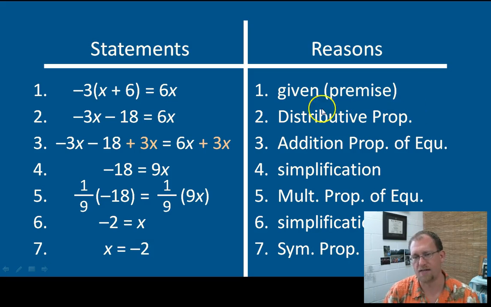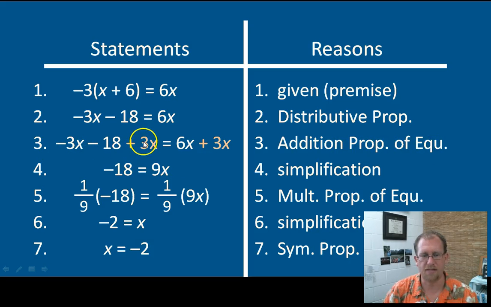So see what I've done here? I've identified why I can do that. Don't just say, oh, you multiply across. No. Tell me why. Okay? Now I have negative 3x and 6x. I'm going to add 3x to both sides. That's the addition property of equality.